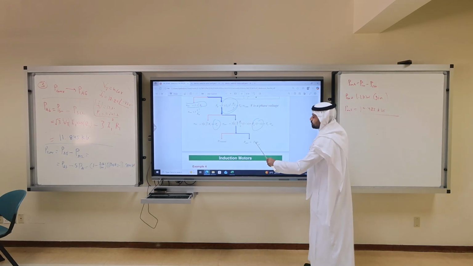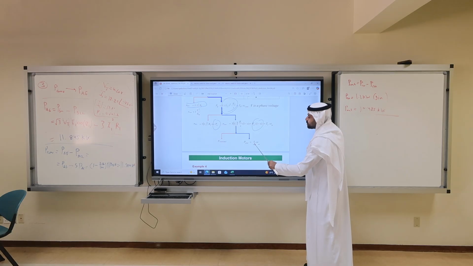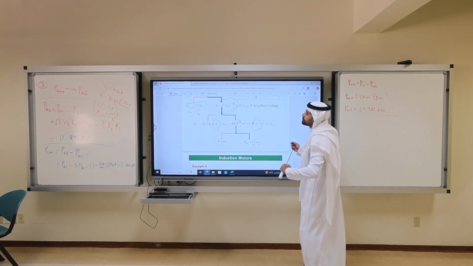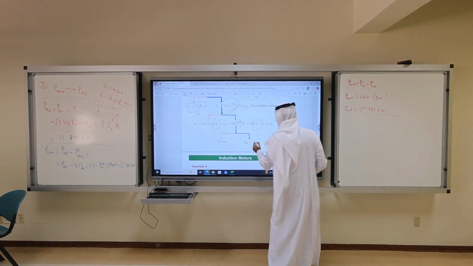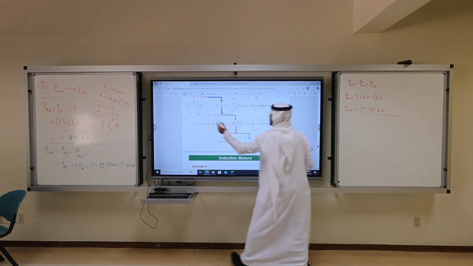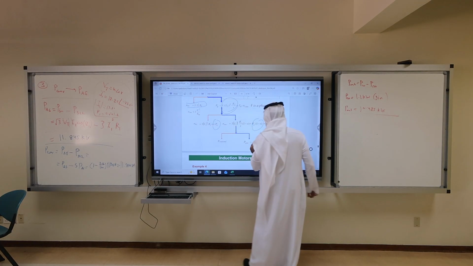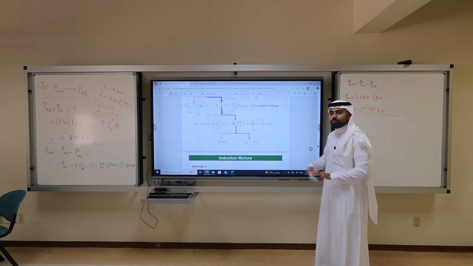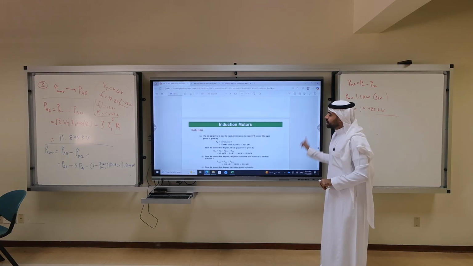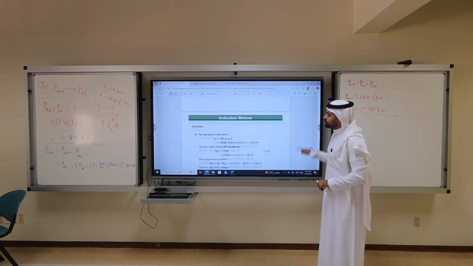Of course, here it's not D for developed. That's load, L. Load is P output over omega m. If you go here, it's an easy division.